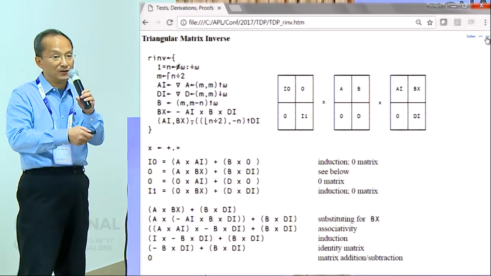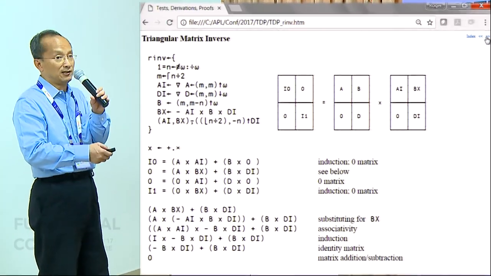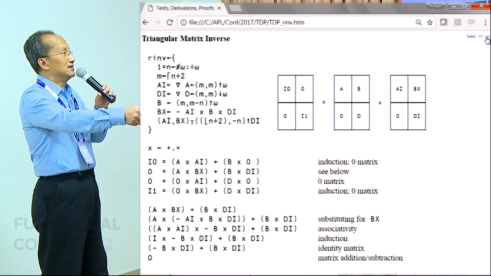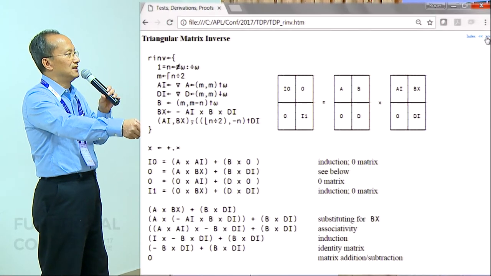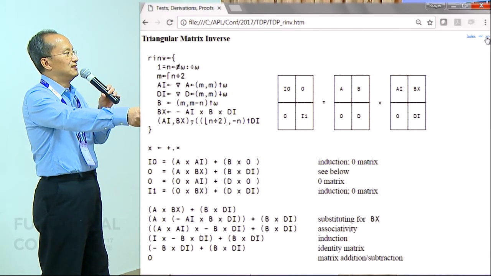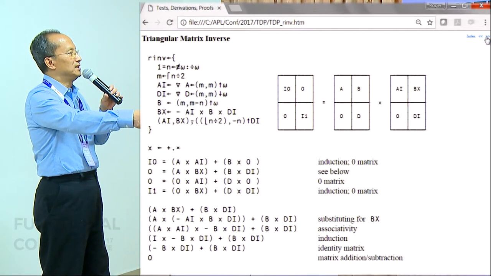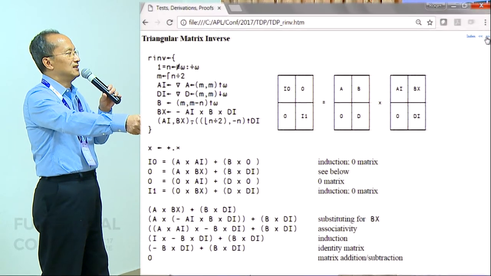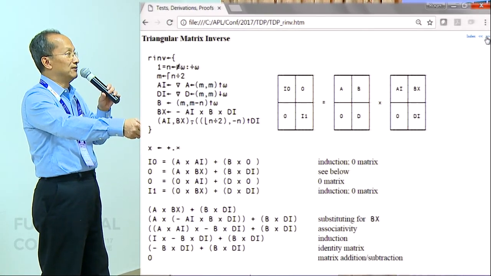This, by the way, is a way to invert a triangular matrix in parallel. So here's the matrix A, B, 0, and D. You can invert A and D separately and then combine them together with B to get the inverse of the original matrix in parallel.